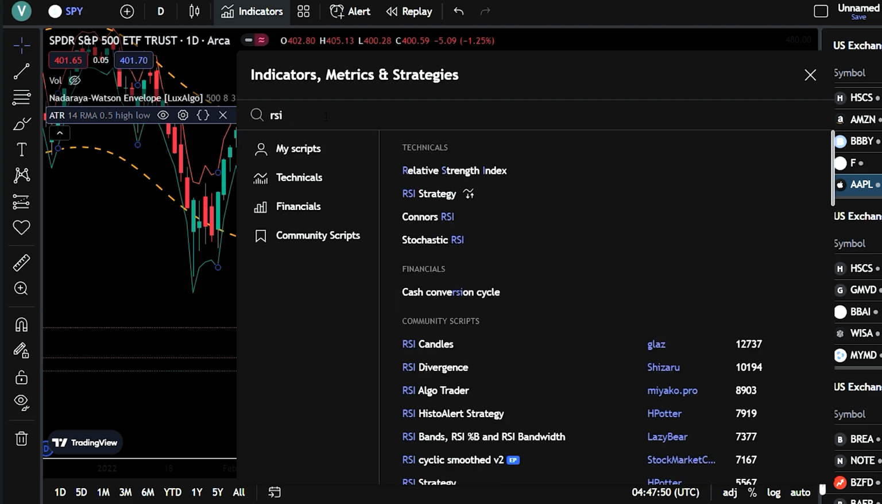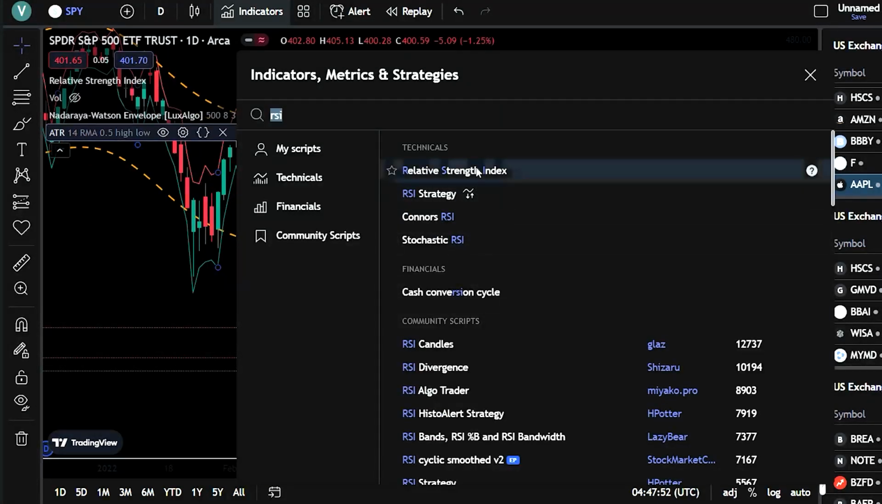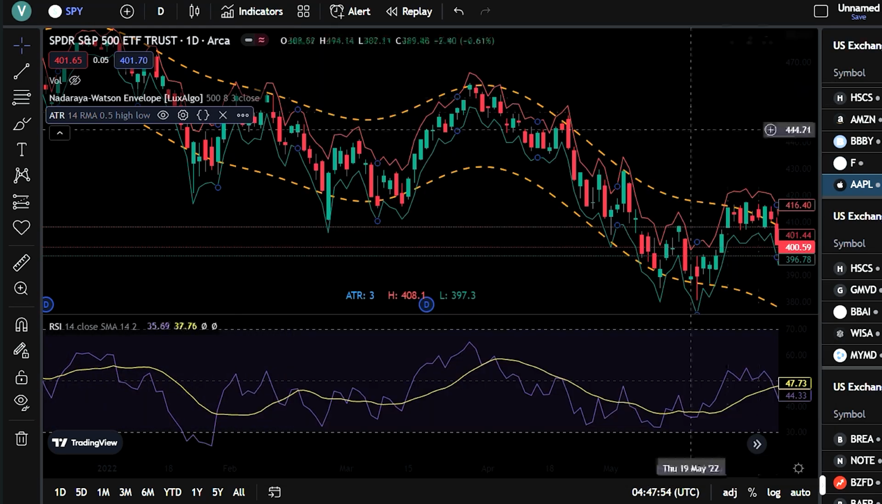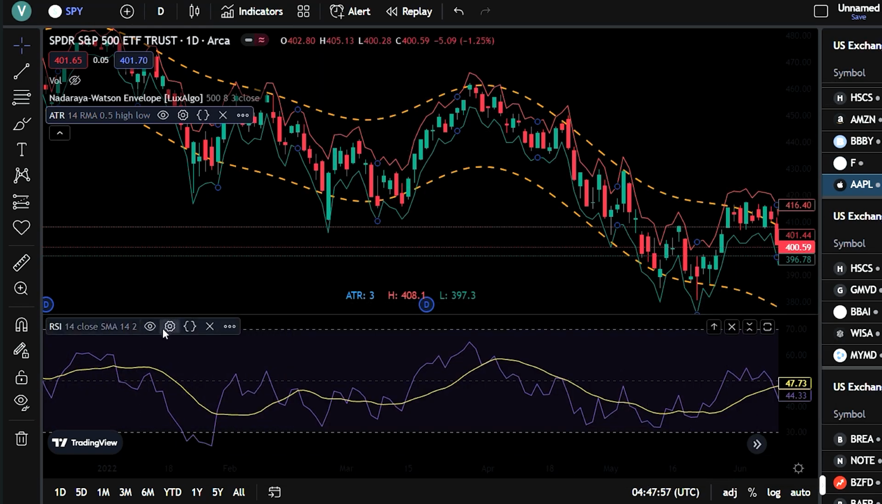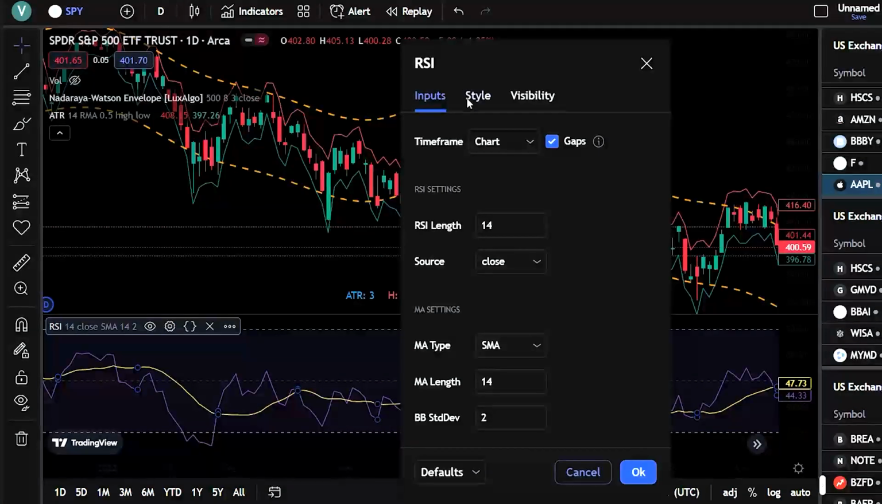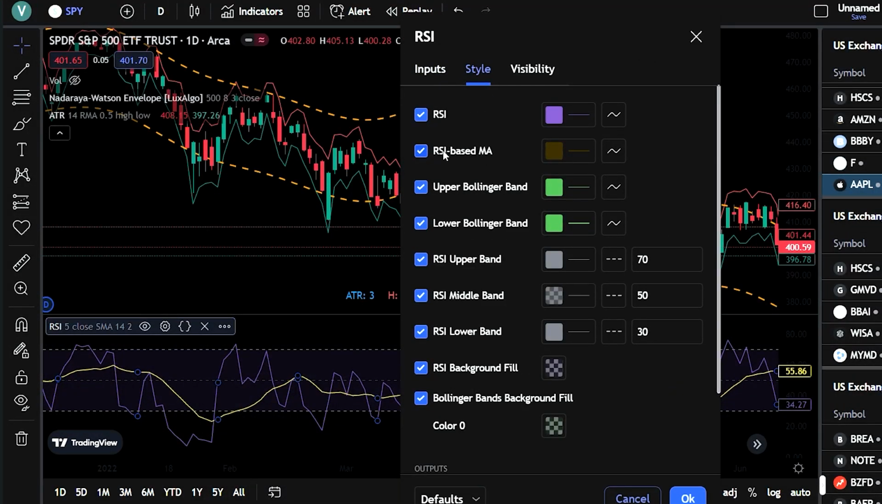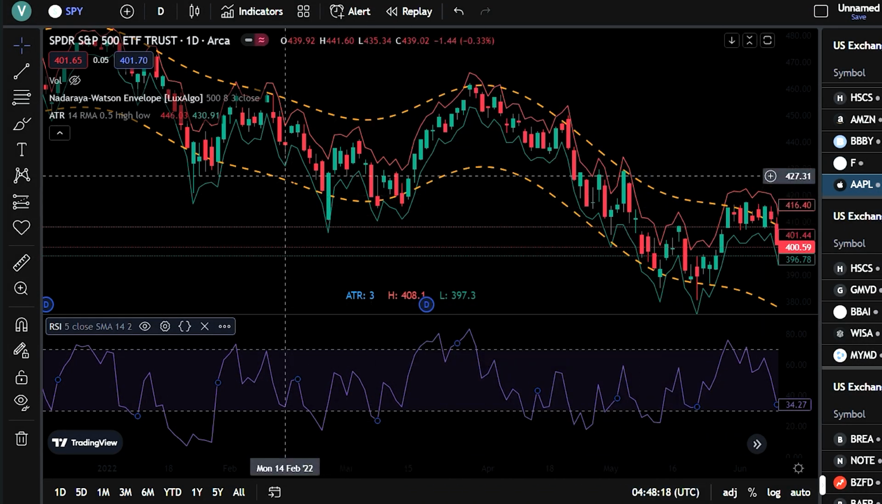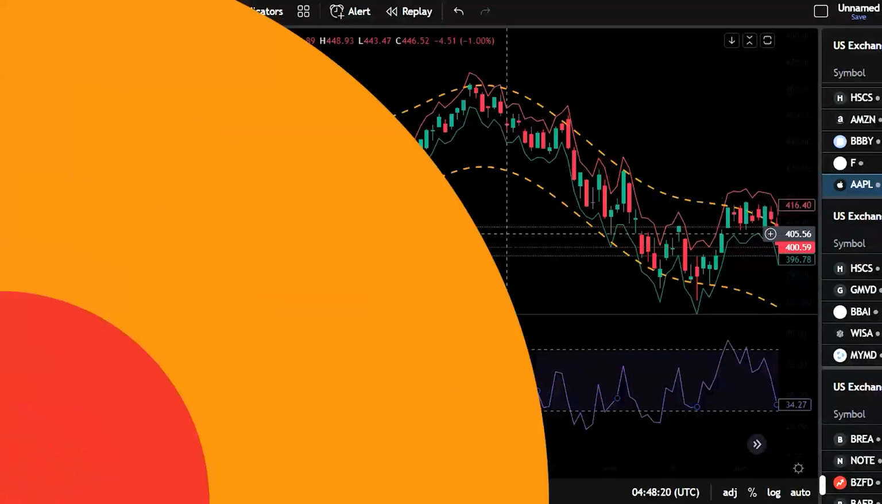The next and third free indicator we're going to add is the RSI, the Relative Strength Index. Go ahead and add that, and then we're going to go into the settings for the RSI as well. The RSI length we're going to change to 5, so instead of 14, we're going to use 5. And in styles, we're going to remove the RSI-based MA. Don't need that. We're also going to get rid of the middle band. We're not going to be using that either. Now our setup is complete. This is what our chart's going to look like.